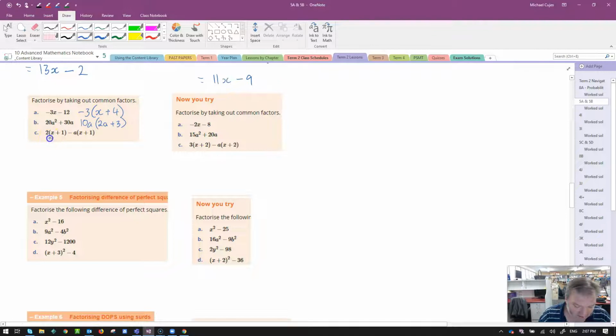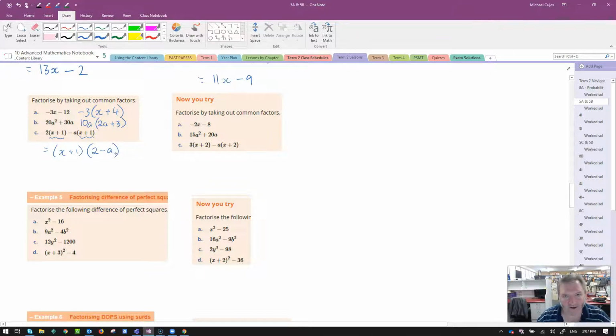Lucky last one here. Sometimes you'll have the case where the brackets are the same. If that happens, that's your common factor. X plus 1 goes out the front. Common factor out the front. Remaining factors inside the bracket. So the first term has a remaining factor of 2. The second term has a remaining factor of negative a. So it would be x plus 1 multiplied by 2 minus a.